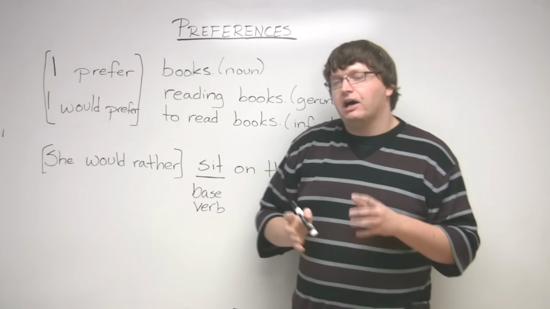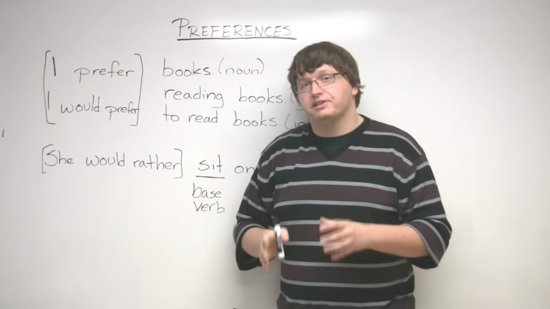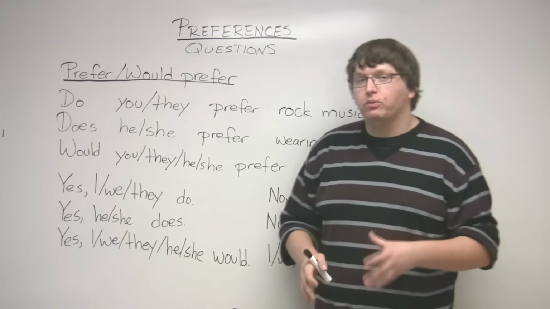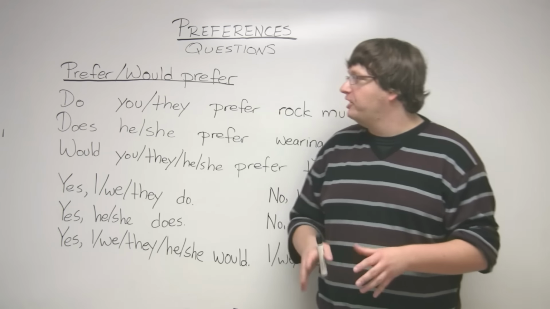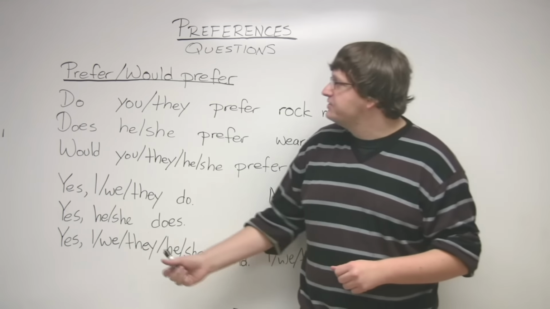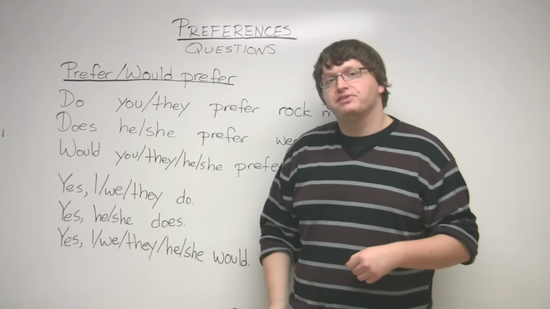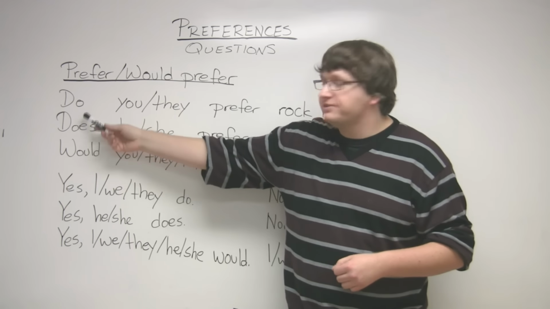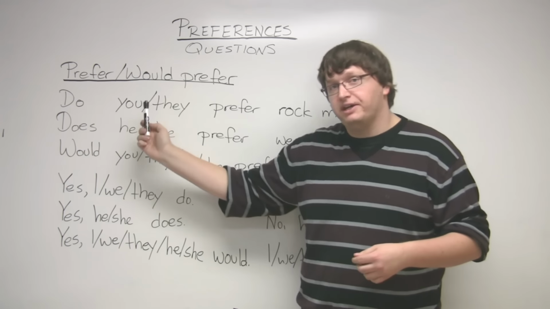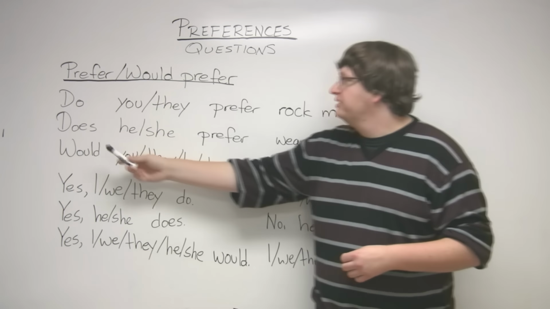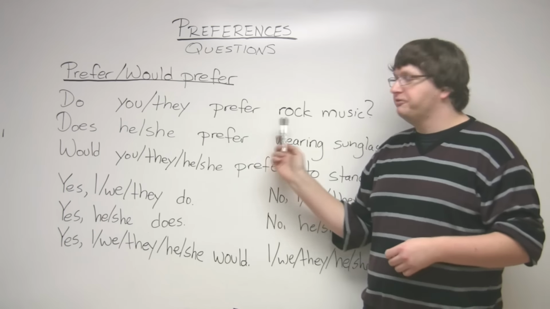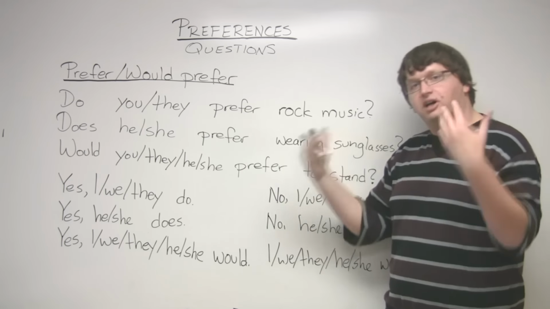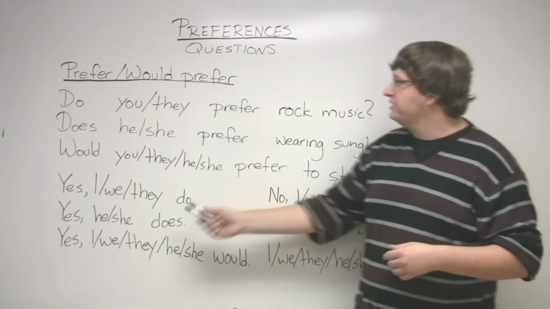Okay, now let's look at how we can form some questions using these expressions. When we're looking at forming questions using prefer and would prefer, there are a couple of formulas that we can follow to help us form these questions. So with prefer, we use the correct form of the verb do. So we use either do or does, depending on the subject. So do you, do they, right? So do you or do they prefer rock music? So do, subject, prefer, object. Do you prefer rock music?